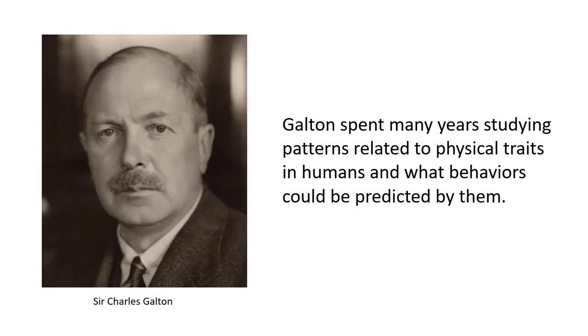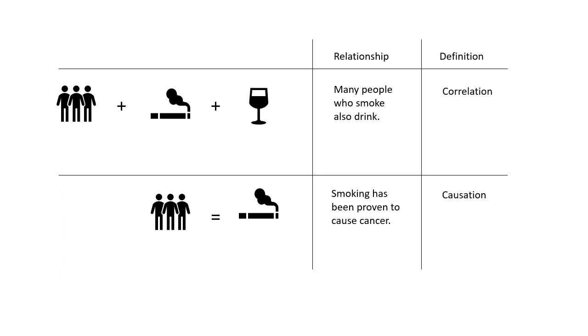The concept of correlation was first attributed to Sir Charles Galton, a cousin of Charles Darwin, in the 1880s. Galton spent many years studying the patterns related to the physical traits in humans and what behaviors could be predicted by them. He later developed the concept of regression. He was able to apply statistical scales to his observations that could prove or disprove relationships between them. Our example on screen shows the difference between correlation and causation, two terms that are used together but often confused in their usage.